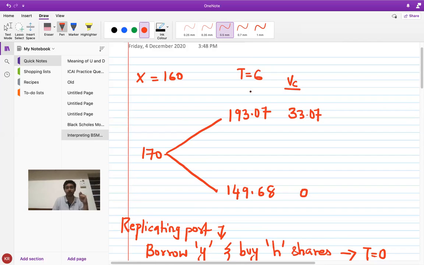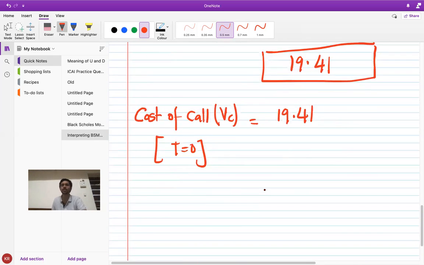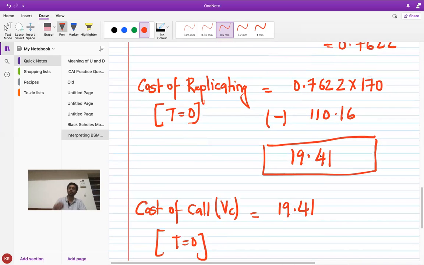Now, the payoff from a call option also is either 33 or 0, which means the cost of the call option today also has to be the same as the cost of the replicating portfolio, which is 19.41.